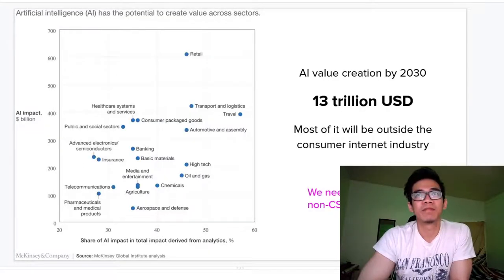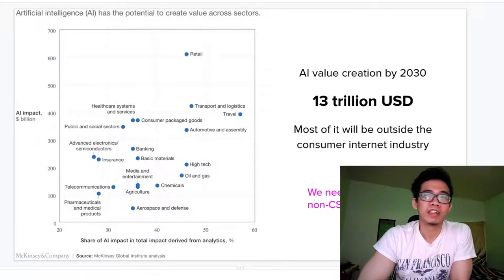AI value creation by 2030 is $13 trillion. Actually, I don't agree. Now, there's a lot of new AI stuff these days, and there's blockchain. And I guess all the big companies are using AI in their service, but there is a lot of hype.